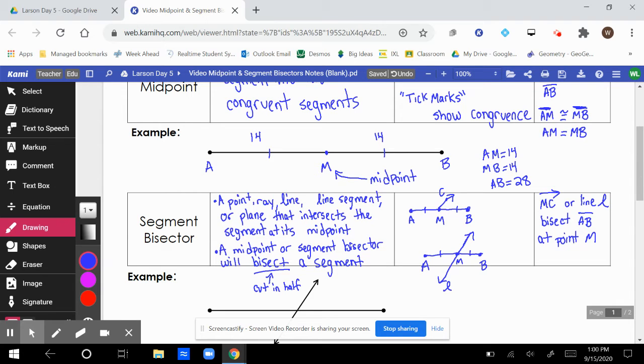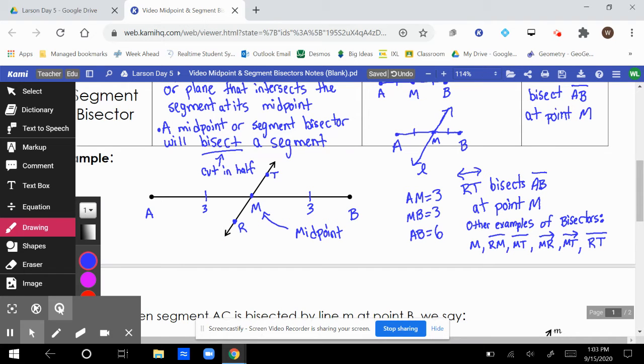line segment AB, which has midpoint M, and that is line segment AB is bisected by line l. You see the lowercase l there naming that line. So you could say ray MC or line l bisect segment AB at point M. Okay, so M is the midpoint. Midpoint is always a point, but the ray MC or the line l is the segment bisector.